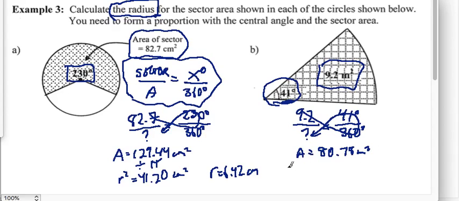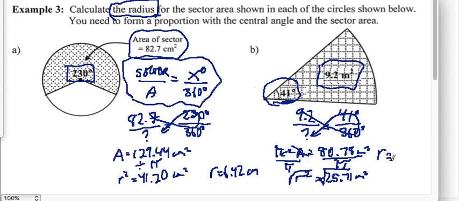And then if I want to find the radius, I know that area is the same thing as pi r squared. So if pi r squared equals 80.78, let's divide both sides by pi, and that'll tell us what r squared is. 80.78 divided by pi gives me 25.71 meters squared. Then in order to find the radius, I square root that, and I find that the radius is equal to the square root of 25.71, which gives me 5.07 meters, and that is the radius of my circle.